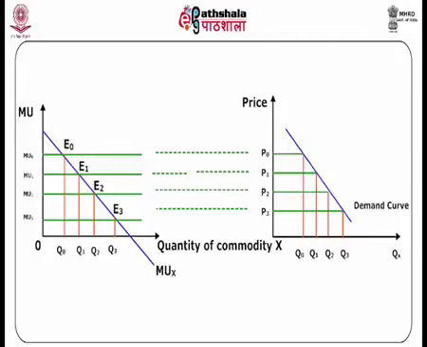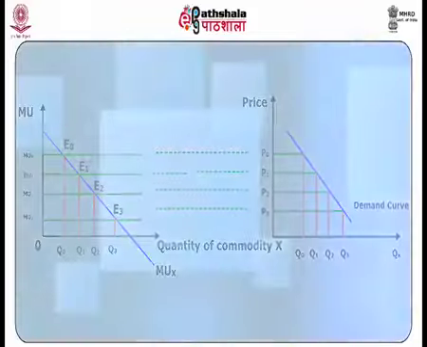However, when we stretch the equilibrium points derived at the left panel to the right, then we can see from the right panel that as the price is decreasing, the quantity of the commodity consumed is increasing, which is depicting the law of demand. Hence, joining all the equilibrium points, we get the demand curve at the right panel, which is downward sloping, showing a negative relationship between the price and the quantity of the commodity.